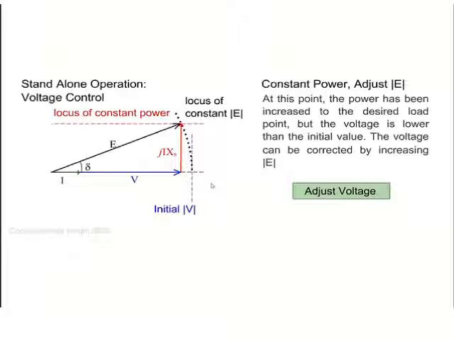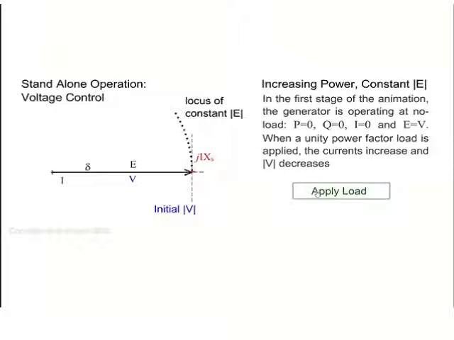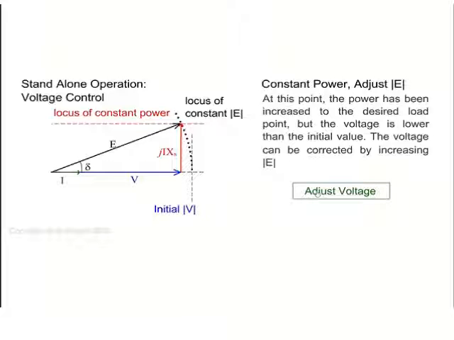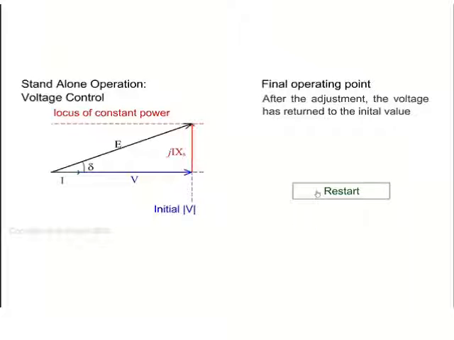So at this point the power has been increased to desired load point, but the voltage is lower than the initial value. The voltage can be corrected by increasing the excitation. So after the adjustment, the voltage is returned to the initial value. We will see this animation once again. So I increase the load, voltage is reduced, the voltage is adjusted by increasing the excitation.